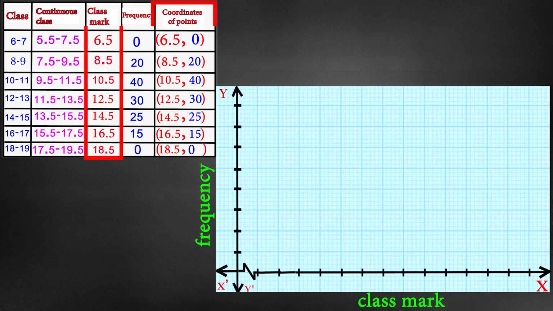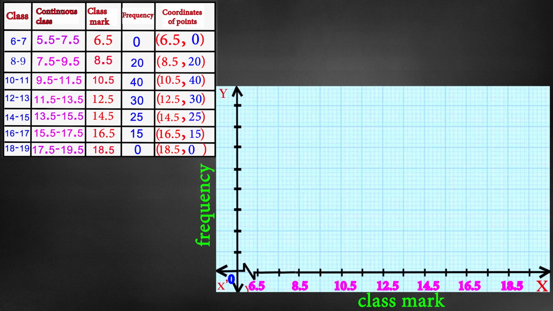Students, we have to put class mark on x-axis. Draw x and y axis. Show the origin by 0. The class mark is from 6.5 to 18.5. Hence, leave 1 cm distance from origin and write the class mark. Make a kink mark for 0 to 6.5.